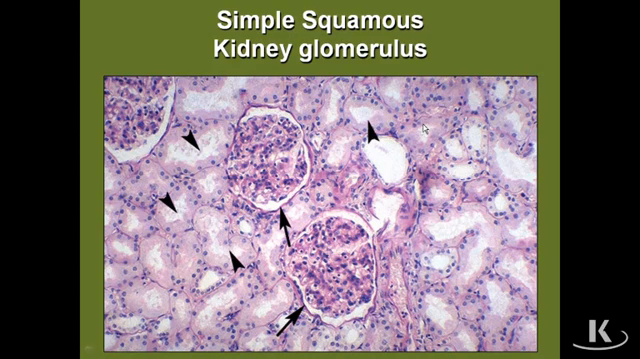Now let's move from a simple columnar to a simple squamous epithelium. Simple squamous epithelium is highly characteristic of the endothelial cells that line all blood vessels, but it also forms the parietal layer of the kidney glomerulus, as indicated by the presence of the arrow. At the arrowheads are proximal tubules that again contain a simple cuboidal epithelium that's characterized by numerous microvilli.